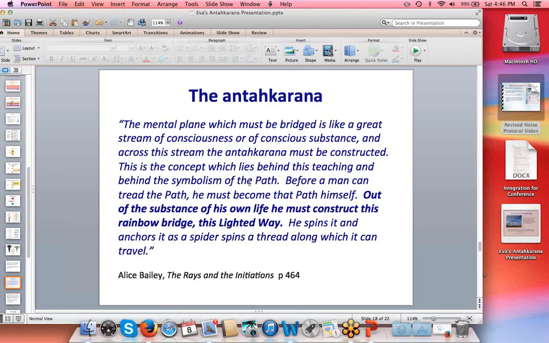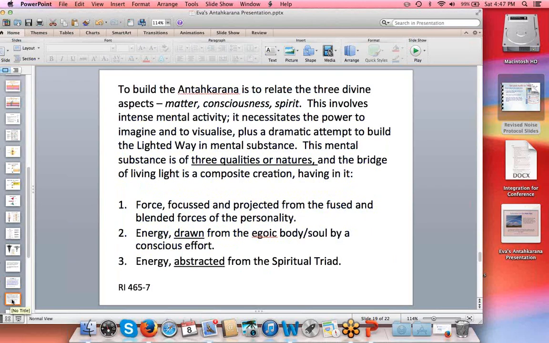And that's, again, I keep coming back to, that's why we meditate, that's why we serve, that's why we keep in the consciousness of our minds spiritual living, because all of that helps us change our frequency. And as we change our frequency, that path is more lighted. We spin it and anchor it, just like a spider spins a thread along which it can travel. It's got to spin the thread out of its own substance. There's nothing around that it uses. It's out of its own that it spins it. Likewise for us. So, to build the Antahkarana is to relate the three divine aspects of matter.